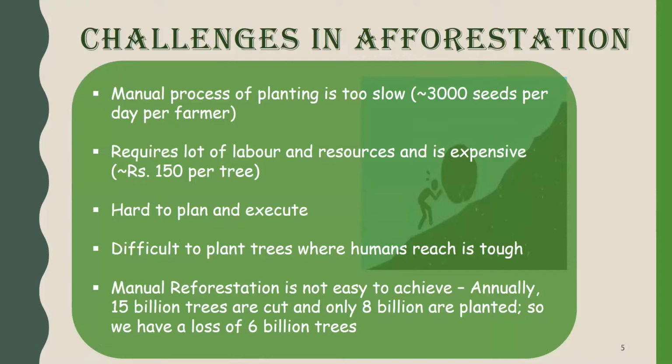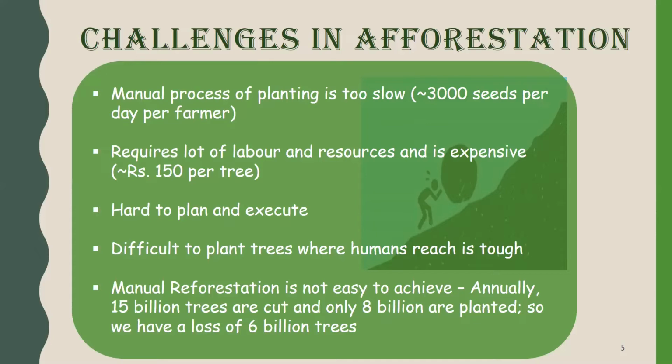So, what are the challenges in afforestation? First point is that the manual process of planting is too slow. It's around 3,000 seeds per day per farmer. So one farmer can only plant about 3,000 seeds per day, and you would be thinking that it's so much, but I will cover it later. And it requires a lot of labor and resources, and that's why it's expensive. Manual planting takes around rupees 150 per tree, which is very expensive, and because of the requirement of labor and resources, it is hard to plan and execute.